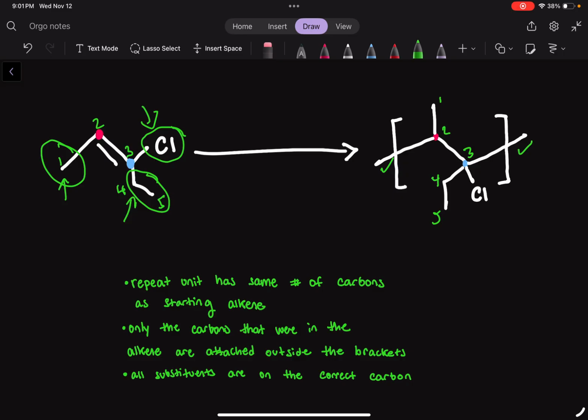And all substituents are on the correct carbon. So our methyl group is attached to our pink carbon, that's correct. And our ethyl and chlorine are attached to the blue carbon, that's correct. So this is the basic formula of how I like to make my repeat units.